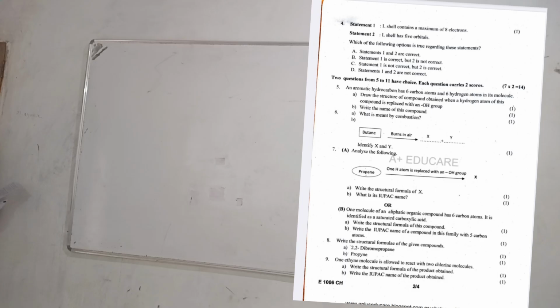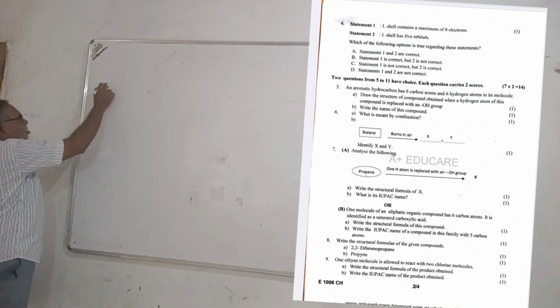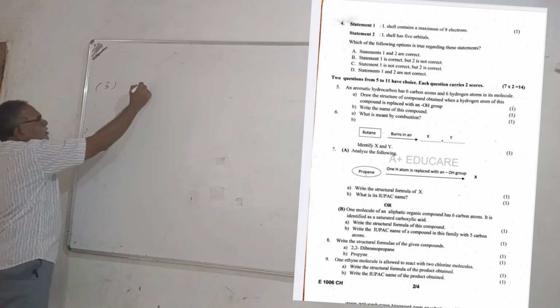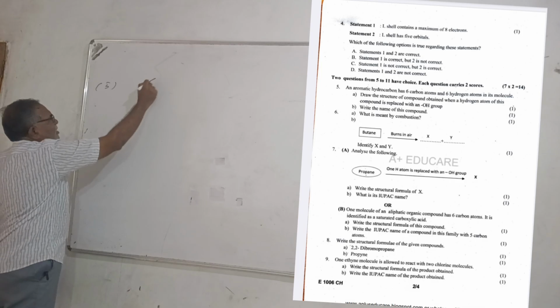Look at the fifth question. An aromatic hydrocarbon has 6 carbon atoms and 6 hydrogen atoms in its molecule. A: Draw the structure of the compound obtained when a hydrogen atom of this compound is replaced with an OH group. Write the name of this compound. It is an aromatic hydrocarbon, so you have to draw a cyclic compound. We can draw the benzene ring.